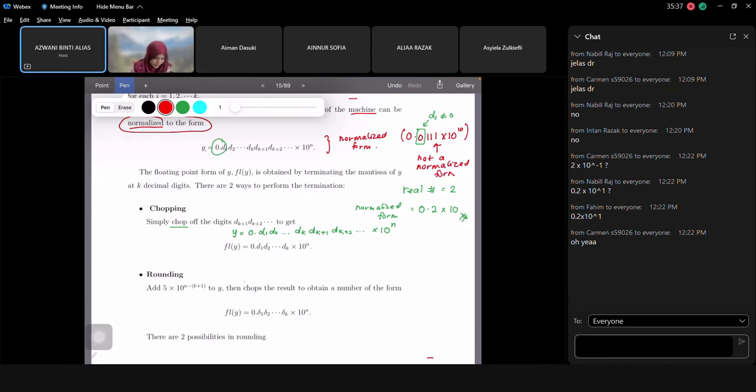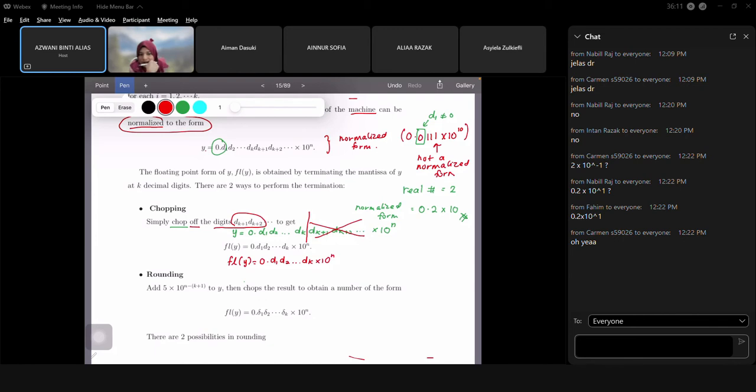So let's say dia nak chop off the DK plus 1 and DK plus 2. Dia nak chop terus, nak up to here je lah. So, they cut here. So, all of this number starting from DK plus 1, DK plus 2, terus dia buang. So, dia akan ambil, which is FL of y, 0.D1, D2, up to DK.